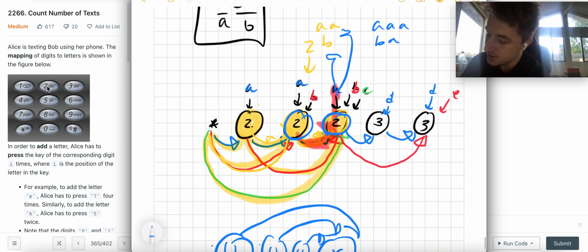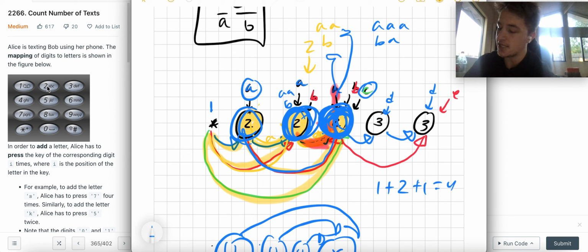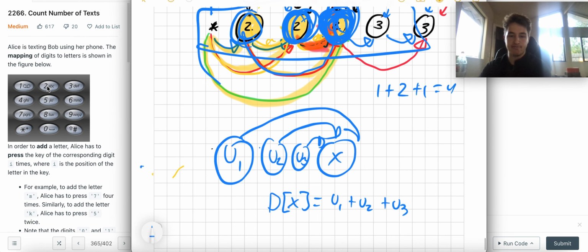The number of solutions at this node is the number of solutions just using this node, which is C, right? So if this was 1, plus the number of solutions at this node. And how many solutions did this node have? Well, it was either AA or B, so 2, plus the number of solutions down this link at this node. And how many solutions are at this node? 1. So there's 4 possible things that could be at this node. And you have to keep playing that game down this graph.